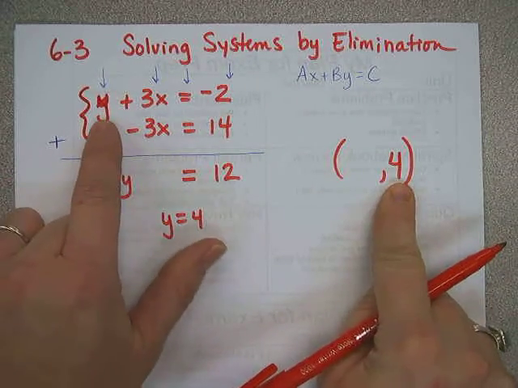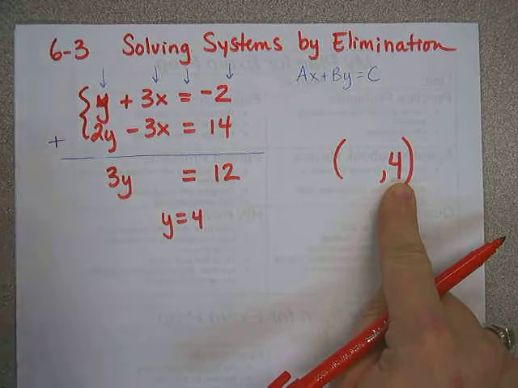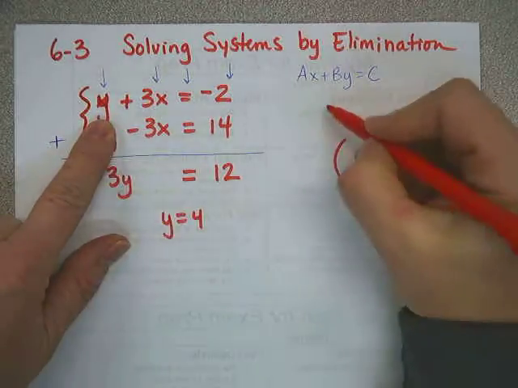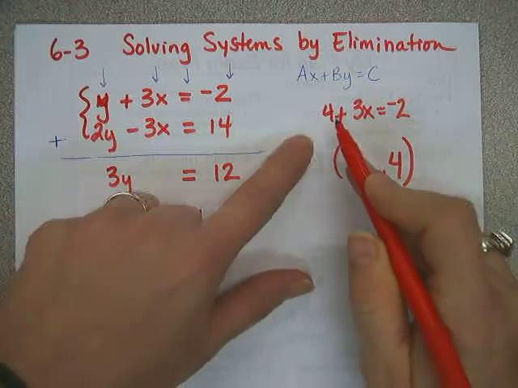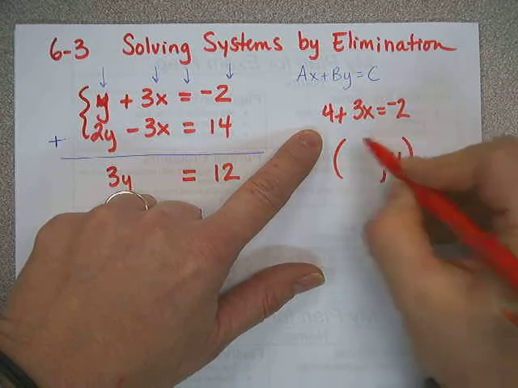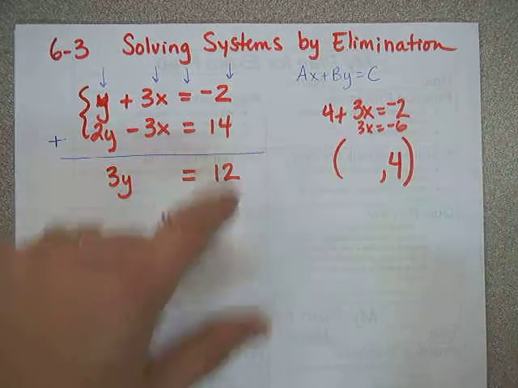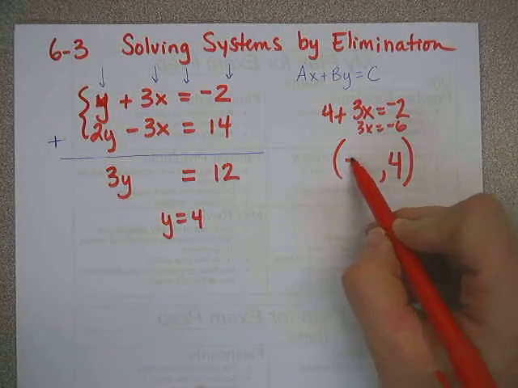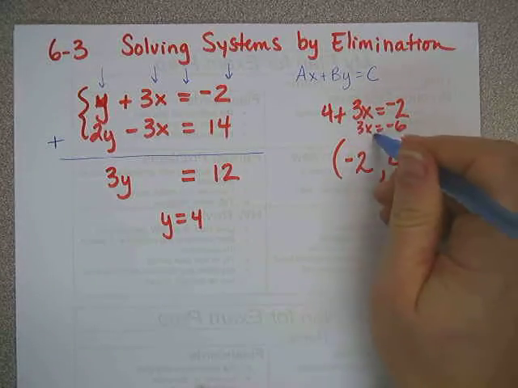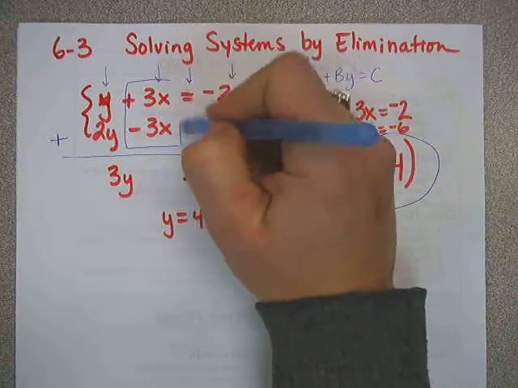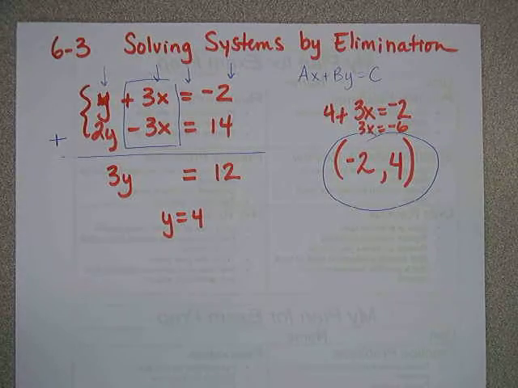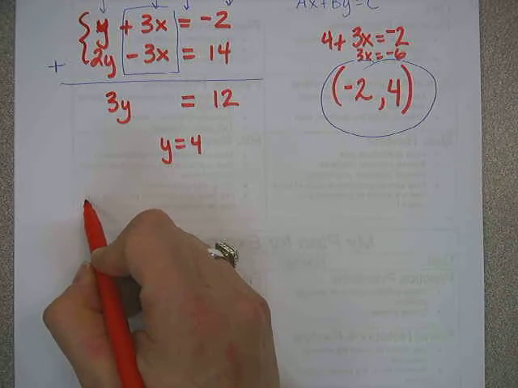Then you do just like we've been doing. You plug y back into one of the equations and figure out what x will be. So I'm going to use this equation. If y is 4, 4 plus 3x equals negative 2. Then I'm going to solve this. I'm going to subtract 4 from both sides. So I get 3x equals negative 6. So dividing by 3, x comes out to be negative 2. And I've got my ordered pair solution that's going to make this work. This is probably the most basic example of elimination because our x coefficients were already opposite.